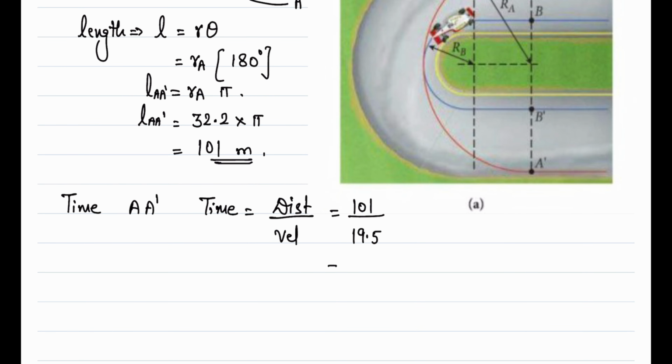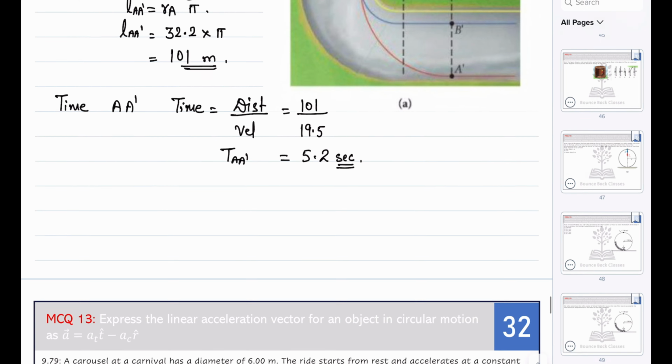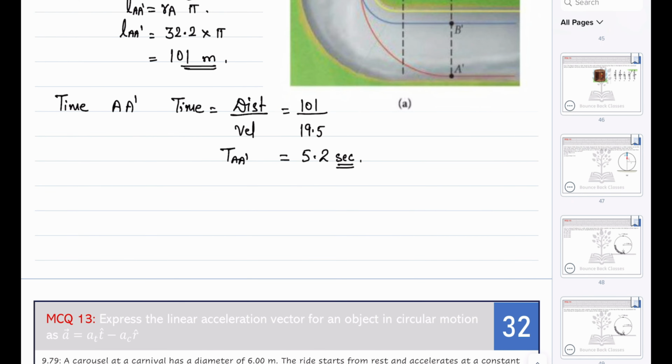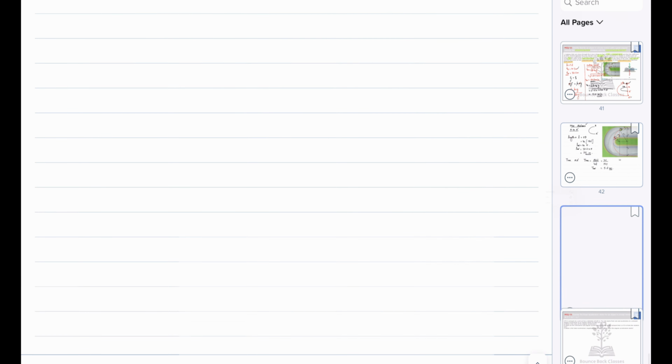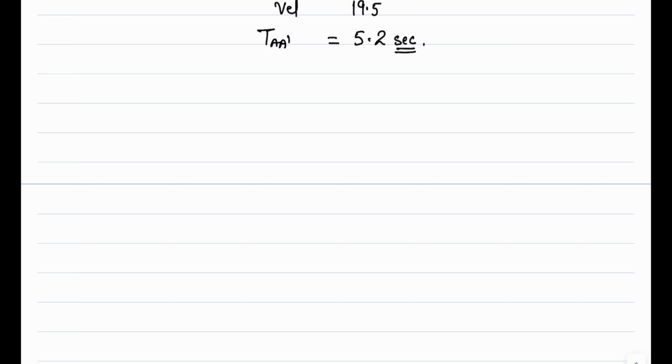19.5. Solve this value. So what is the time of A to A? So the velocity is, solve it. Yes, 5.2 second. Clear? Okay. Now the last and the most interesting and the most complex part for the students. If you understand this, it means you are doing mastery on this topic. So now we have the second part.